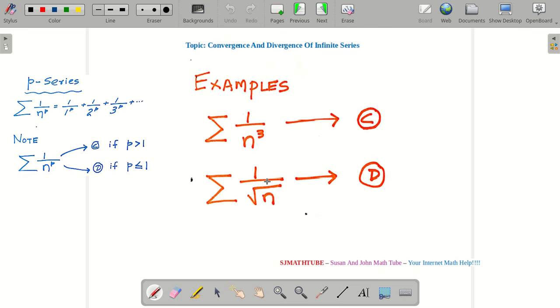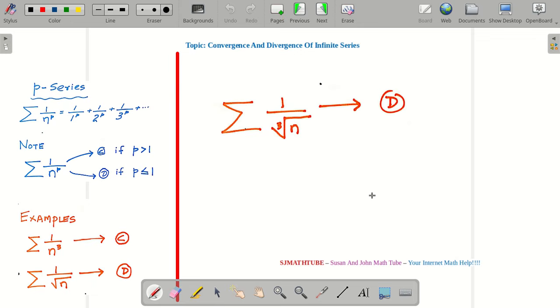Now take a look at the second one: 1 by root n, that is 1 by n to the power 1 by 2. As you see, the power 1 by 2 is less than 1. So naturally the series will diverge. Now take a look at the third example: 1 by cube root of n, and cube root is n to the power 1 by 3. And 1 by 3 is less than 1. That means the series will diverge.